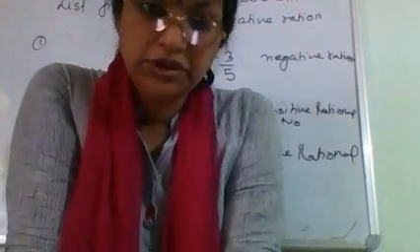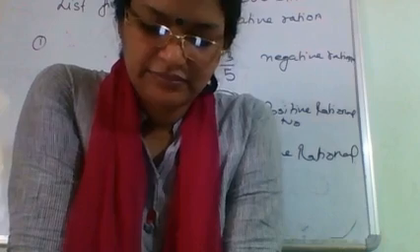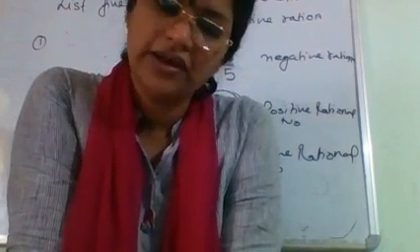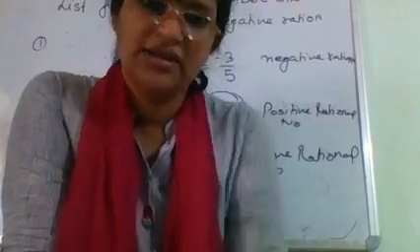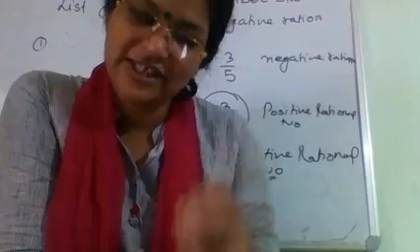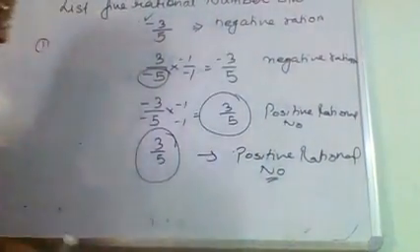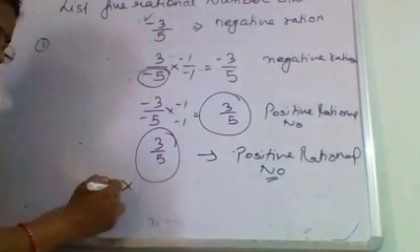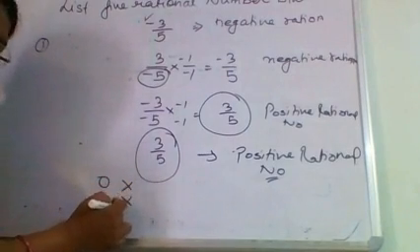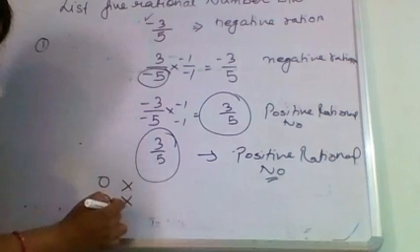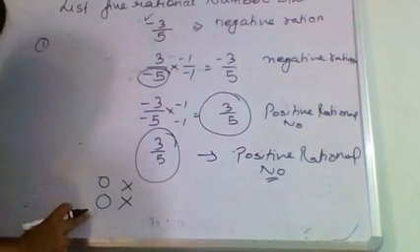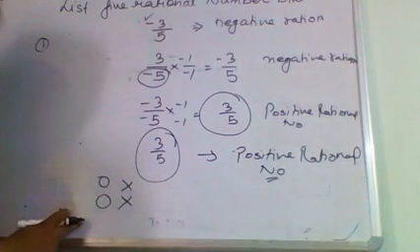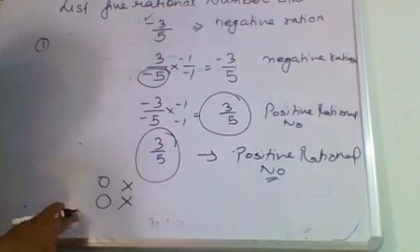What about 0? 0 is not negative, right? You don't need to write anything about that. If the question is asking about 0, is 0 a negative rational number? No. Is 0 a positive rational number? No. In both cases it will come as no. 0 is neither a negative rational number nor a positive rational number. Okay?